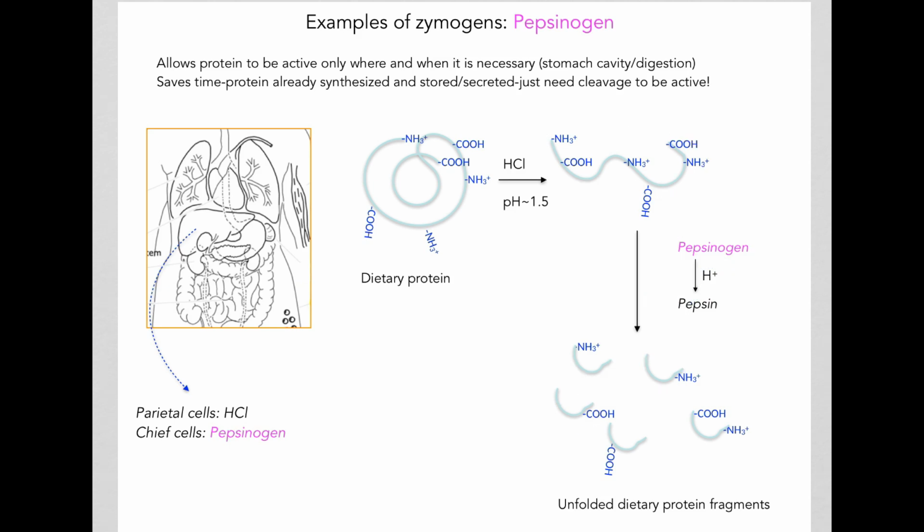So the formation of zymogens allows the protein to be active only where and when it is necessary. So in case of pepsinogen, the protein needs to act in the stomach cavity. So it's produced by the chief cells, but it's secreted into the stomach cavity. And it's only secreted or becomes active when there is acid present, and that only happens during digestion. So only when acid is present, pepsinogen is secreted, and the pepsinogen is converted by acid into active proteolytic enzyme called pepsin, which will then go ahead and digest your proteins in your food.